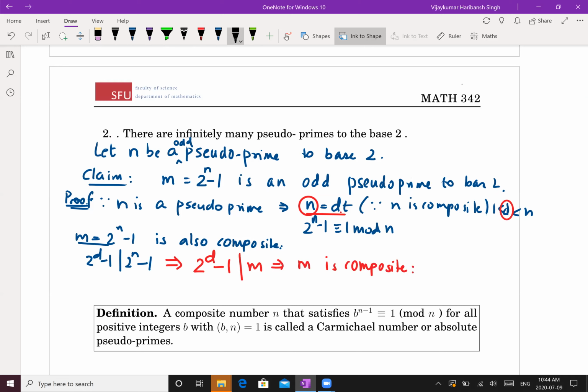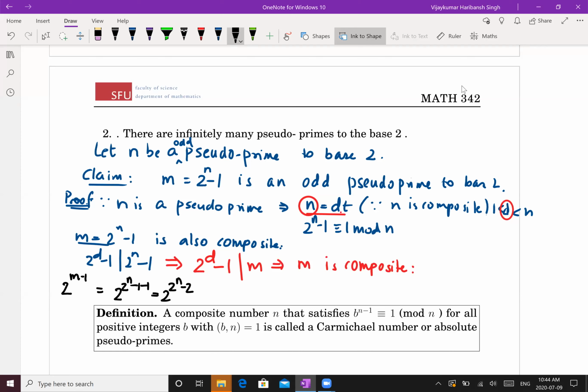Now the next part we want to prove is that it's a pseudo-prime. So for that we need to compute 2 to the power m minus 1. So what is 2 to the power m minus 1? This is going to be 2 to the power 2 to the n minus 1, minus 1. This is going to be 2 to the power n, 2 to the power n minus 2. And we are looking at this.